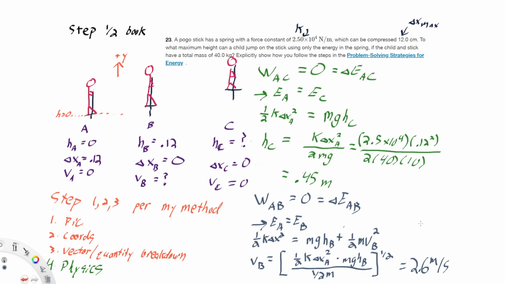Wait, would we even consider A to B for this problem specifically? Because it's not even looking at maximum height. No, this is just finding the speed. For this problem, you didn't have to consider A to B at all. It's just, yeah, I just wanted to know.